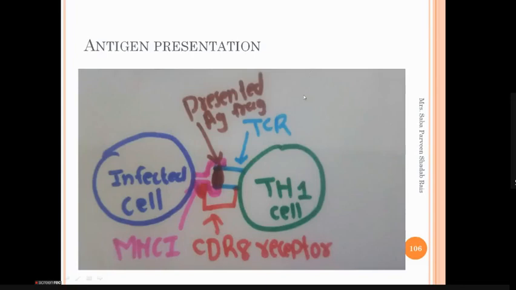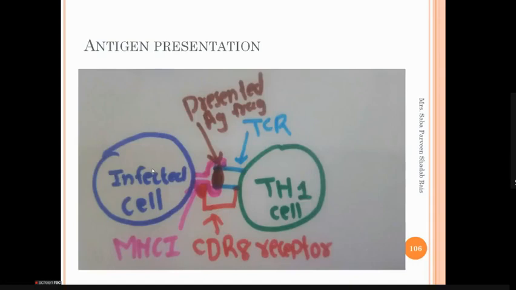So now here this Th cell is the roaming one. This cell cannot go, it is a fixed cell. It is a normal cell. It is a fixed cell, so that's why it will wait. Some lymphocyte should come to me, and then thereafter I will present.